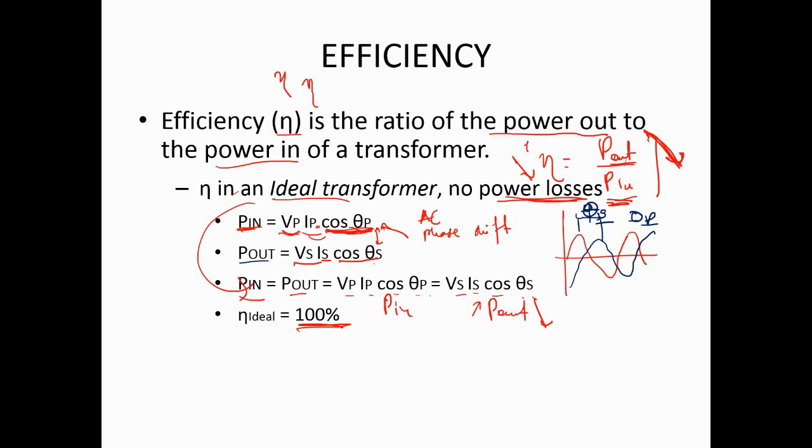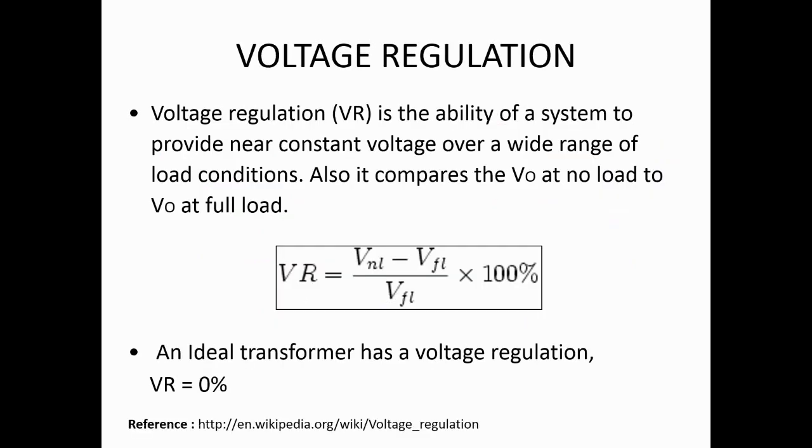So I think that's all for the part on transformers, and in the next session we'll look into the second application of magnetic field, which is the DC motor. Yes, before we end the topic on transformers, I would like to make a small note on what we call voltage regulation. Voltage regulation is basically the ability of a system to provide near constant voltage, to keep the voltage constant over a wide range of load conditions.